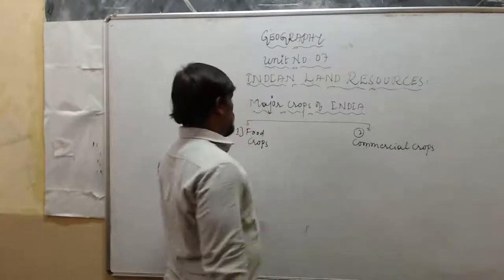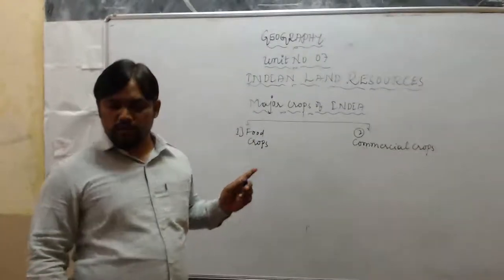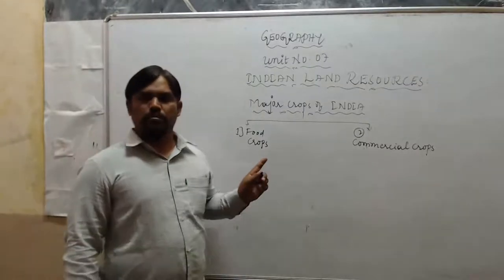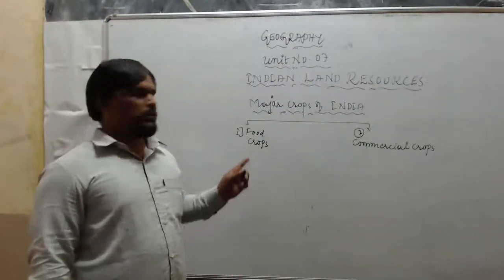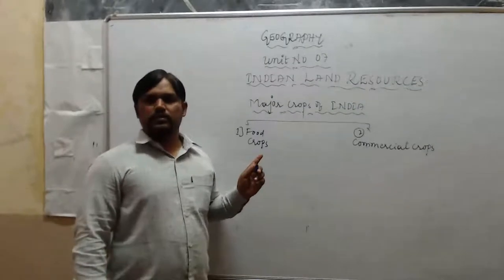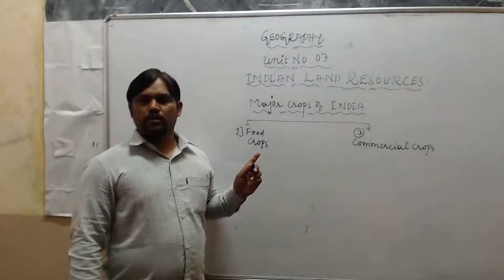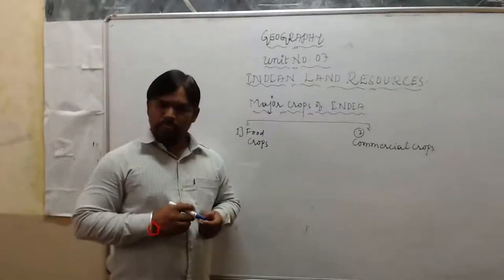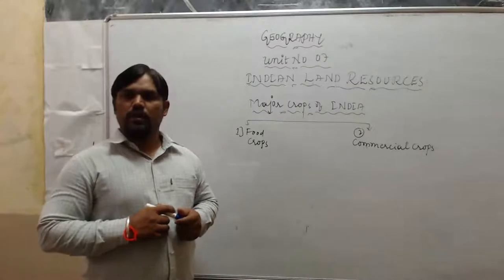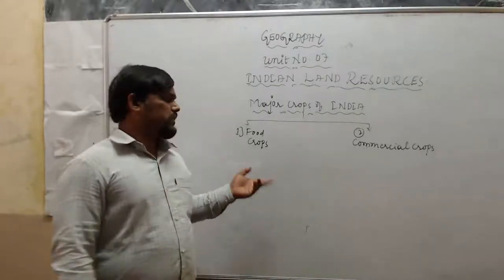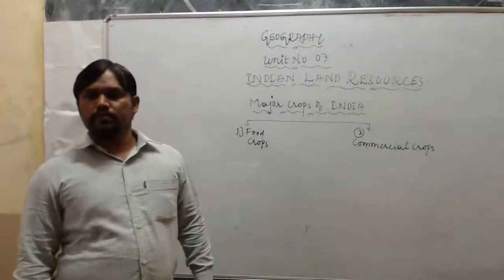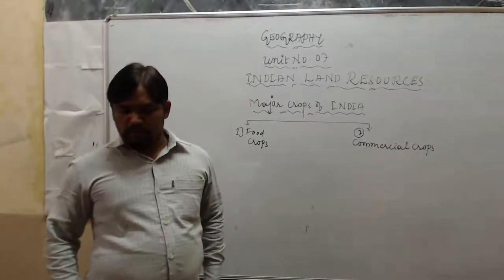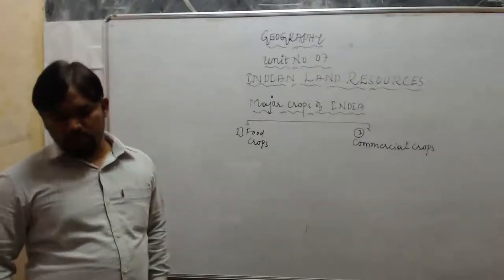In food crops we have discussed rice and wheat. Rice is the first and very important food crop of India, and wheat is the second important food crop of India. Okay, which Indian state is the highest producer of rice?